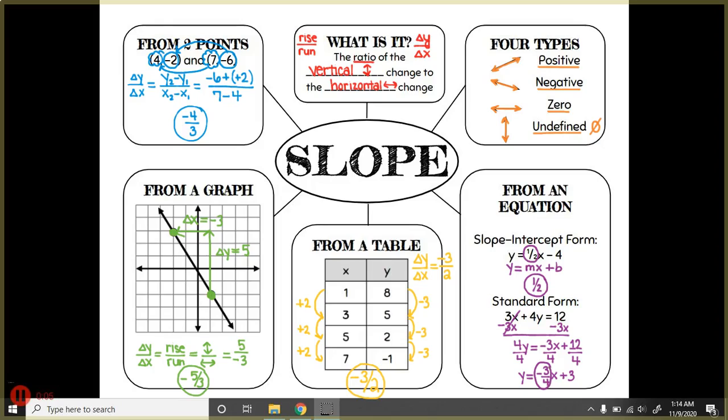Notice that when we are in slope-intercept form now, my slope is the m, or the number in front of x. So in this case, my slope is -3/4. So those are the 4 different ways we talked about how to identify or calculate slope.